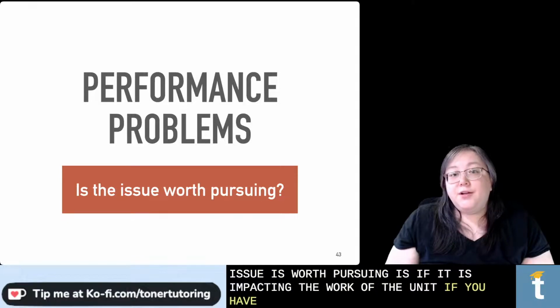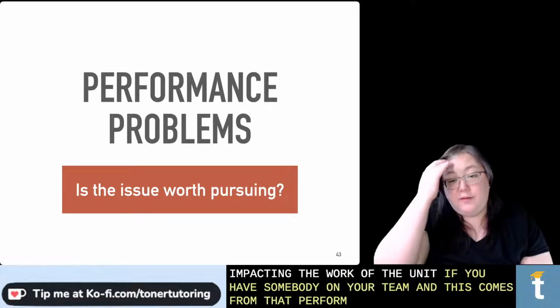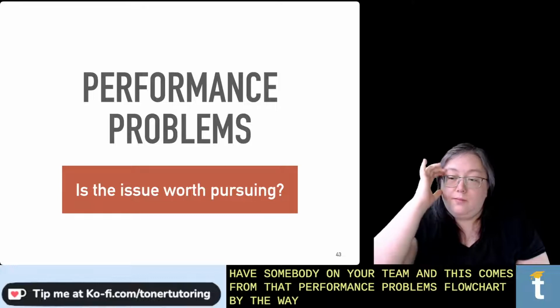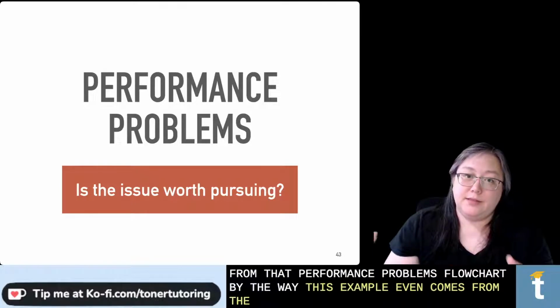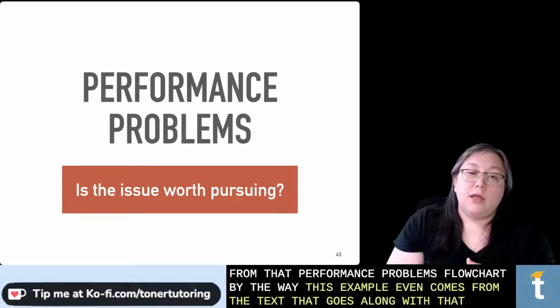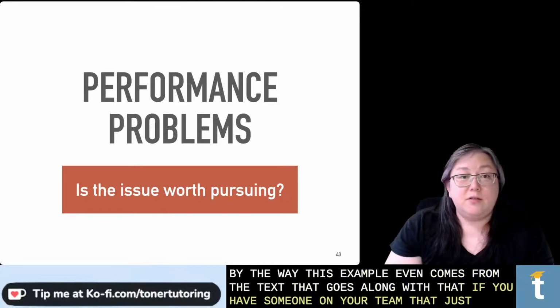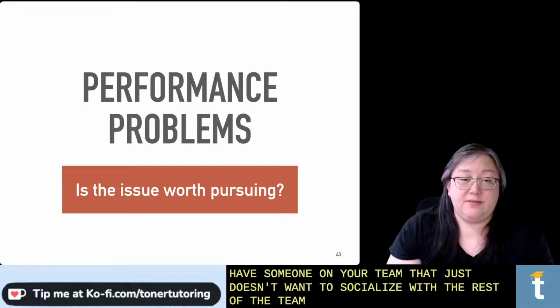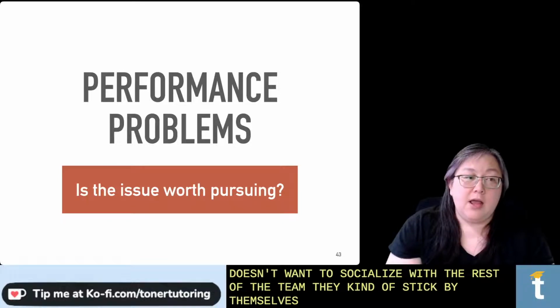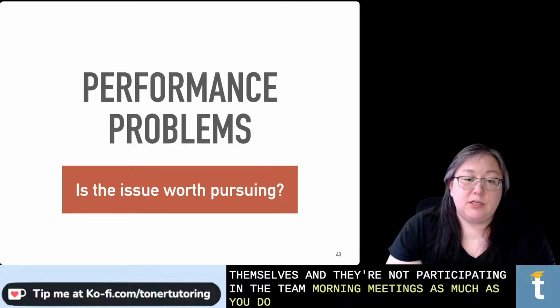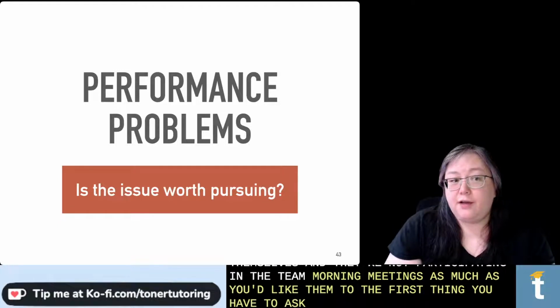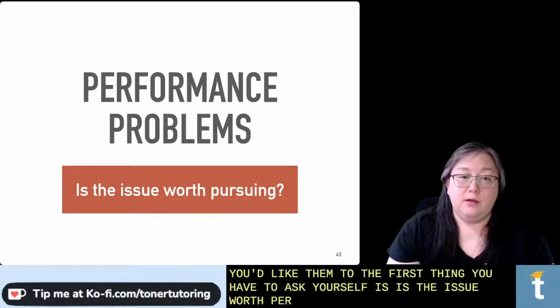If you have somebody on your team, and this comes from that performance problems flowchart, by the way, this example even comes from the text that goes along with that. If you have someone on your team that just doesn't want to socialize with the rest of the team, they kind of stick by themselves and they're not participating in the team morning meetings as much as you'd like them to, the first thing you have to ask yourself is, is the issue worth pursuing?